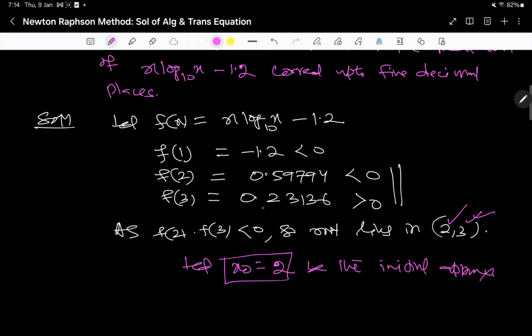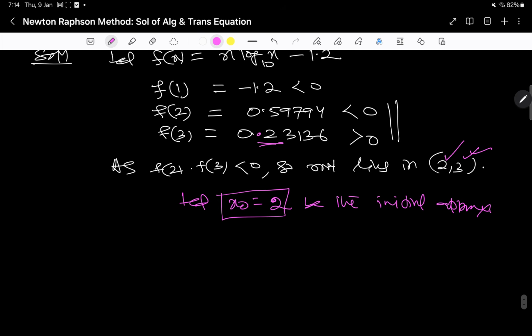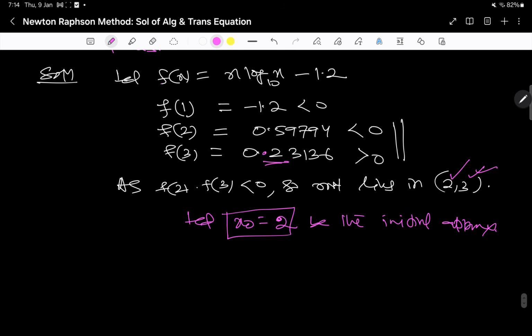If I take 3 also, it is close to 0. The 3 will be fine then. Okay. Suppose I am taking 2. So now I need f dash x. Right. What is my f dash x?